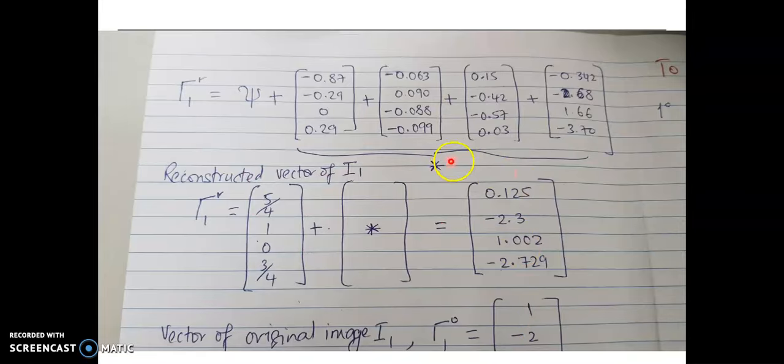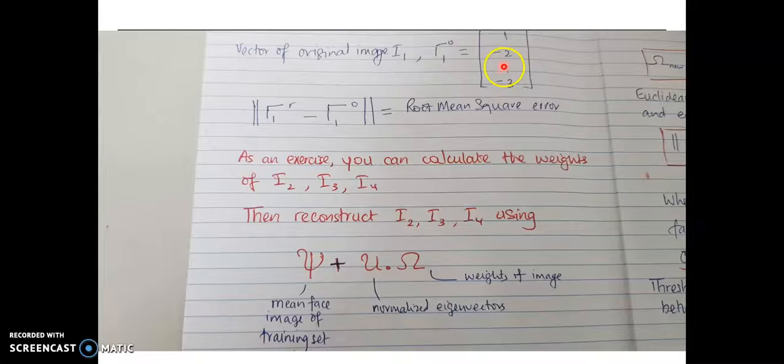The reconstructed vector of I1, if you compare it to the original image, is slightly different. So we can calculate the root mean square error between the reconstructed image and the original image vector. As an exercise, you can calculate the weights for the other three images and calculate the reconstructed images I2, I3, I4 using the same steps as before.